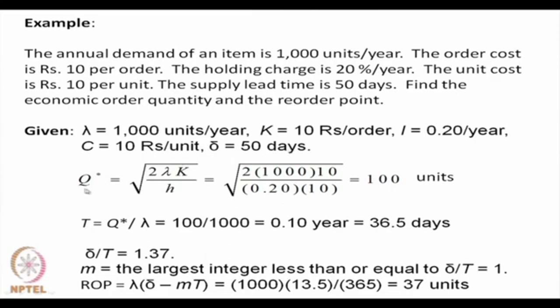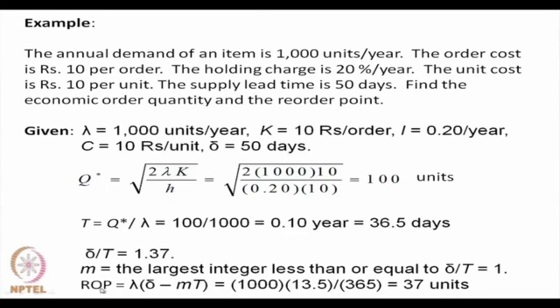Now, here we straight away use our how much to order, Q star, which is given by root over 2 lambda K by h. We put the values, we get this as 100 units. Now, when to order will be determined by first of all knowing the cycle length. We know the supply lead time is 50. The cycle length is nothing but Q star divided by lambda, that comes to 0.10 year, which is something like 36.5 days. But the supply lead time is 50 days. So, delta divided by cycle time is 1.37, that is 50 divided by 36.5, and the largest integer less than or equal to this value is 1.